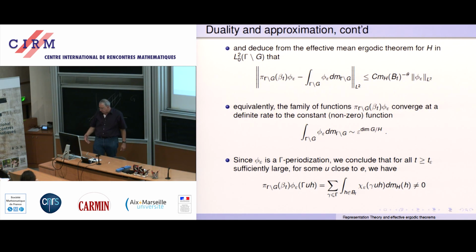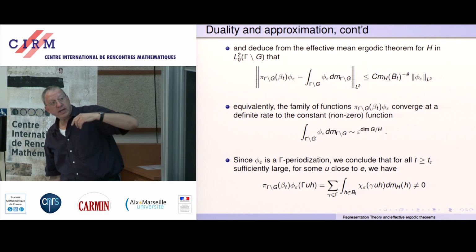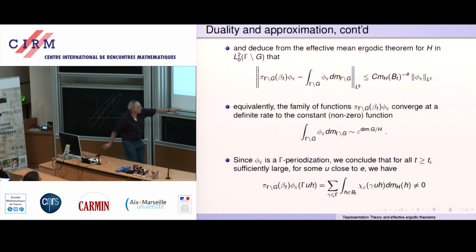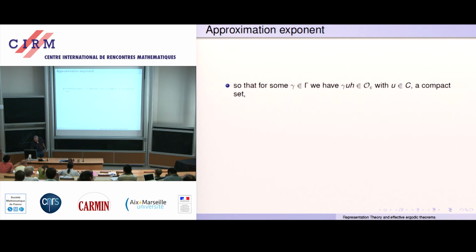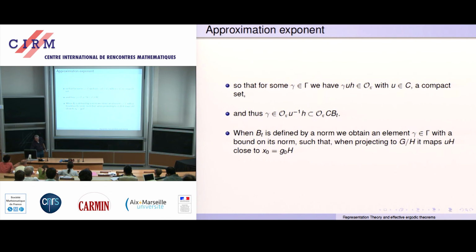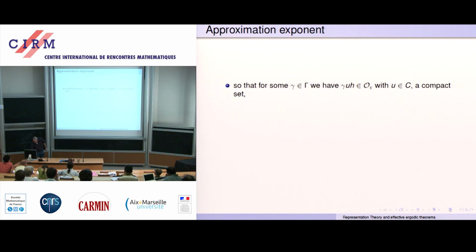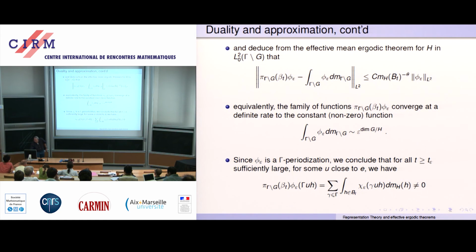And since phi epsilon is a periodization, one can conclude an equation very similar to what we had before. And really all you want to establish is that for some gamma here, you will have a non-zero value, because that would mean that for some gamma whose norm is less than t, you have a point close to this original point. So gamma u is going to be close. If phi epsilon gamma u h is non-zero, then you have a certain point gamma in H_t which maps u close to where you wanted to go.